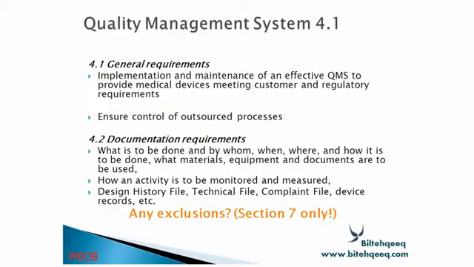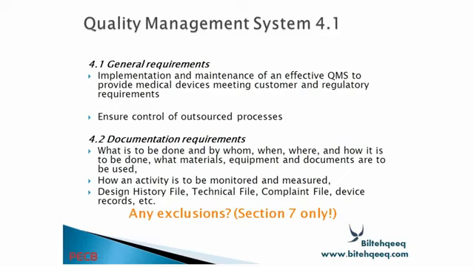And 4.2, documentation requirements: what is to be done and by whom, when, where and how it is to be done, what materials, equipment and documents are to be used. How an activity is to be monitored and measured, design history file, technical file, complaint file, device record, and any exclusion. If there is any exclusion, we have to also describe this exclusion. So we have to develop proper documentation procedures, who is responsible for what and who is doing what.